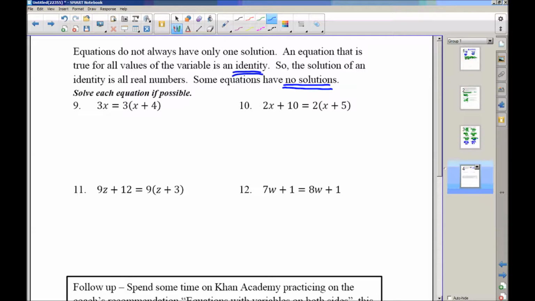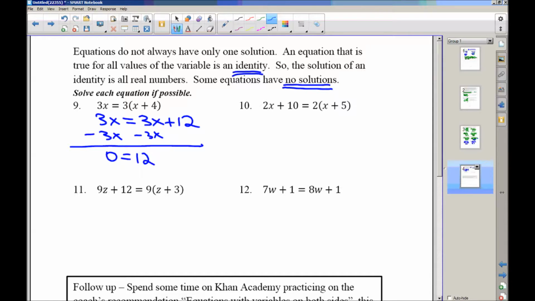Okay? So we're going to solve each of these equations if it's possible. So on the left side here we get 3x. On the right side we get 3x plus 12. Our first step should be to subtract 3x from both sides. And we get 0 equals 12. Notice all of our variables canceled out. That's what happens when we end up with one of these special answers, all real numbers or no solution. So when all the variables cancel out, we look at what remains. And in this case, is what remains a true statement? That's no. 0 is never going to be equal to 12.